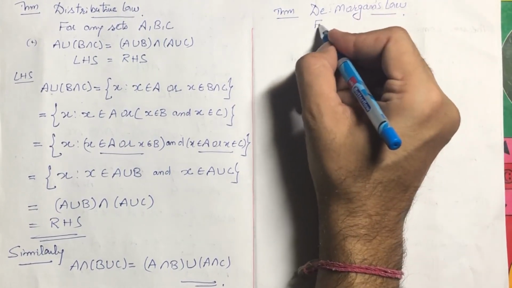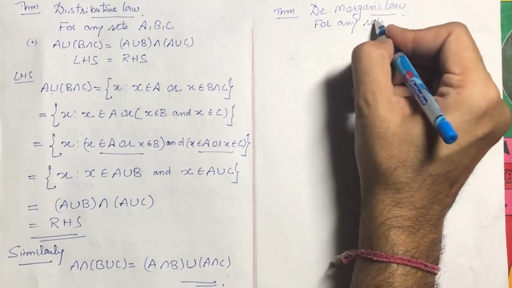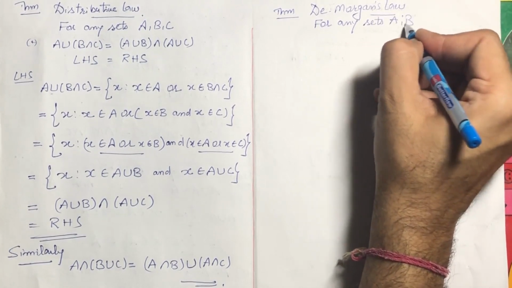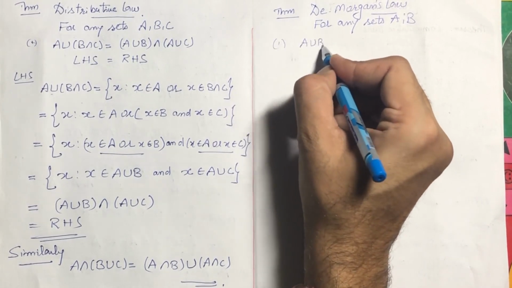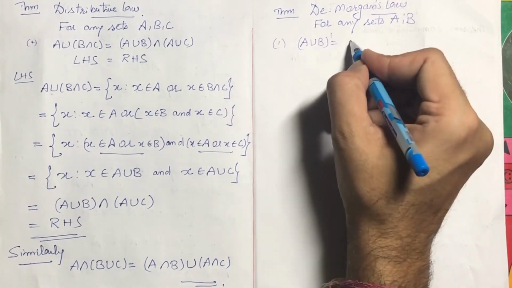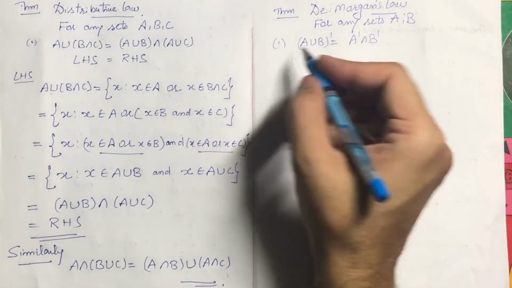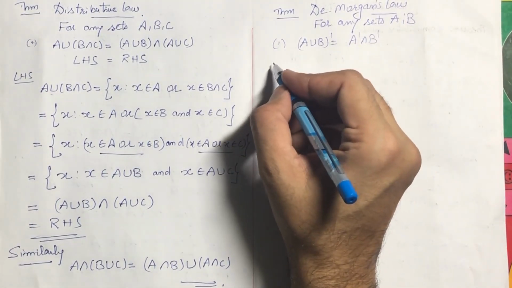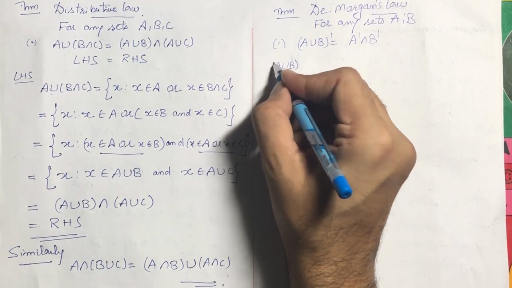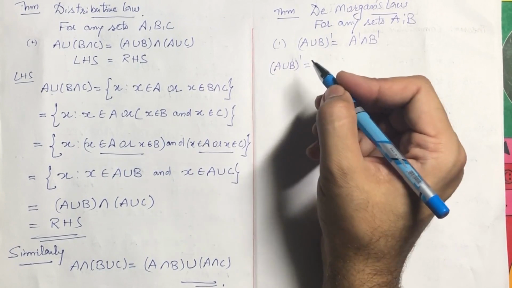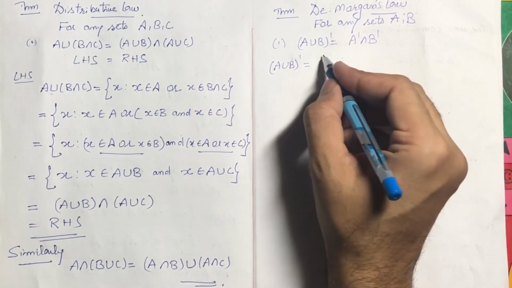And for any sets A and B, this law says that (A union B)' is equal to A' intersection B'. So let us prove this. So we start with left hand side again, (A union B)'. So we know dash means complement of the set.